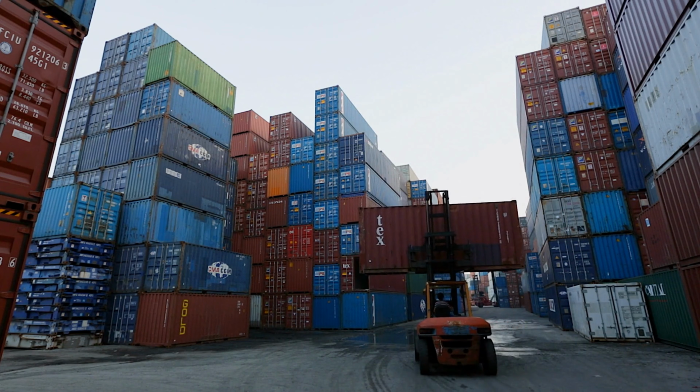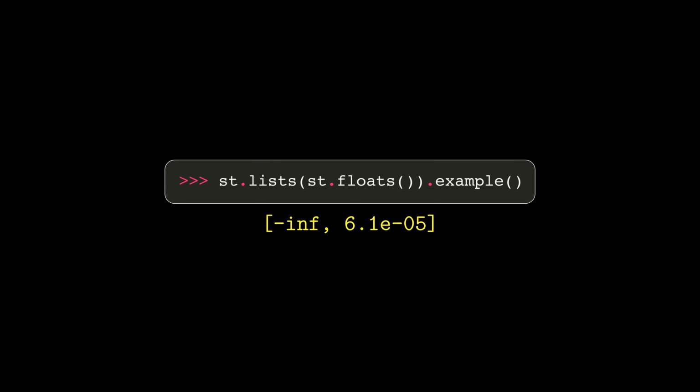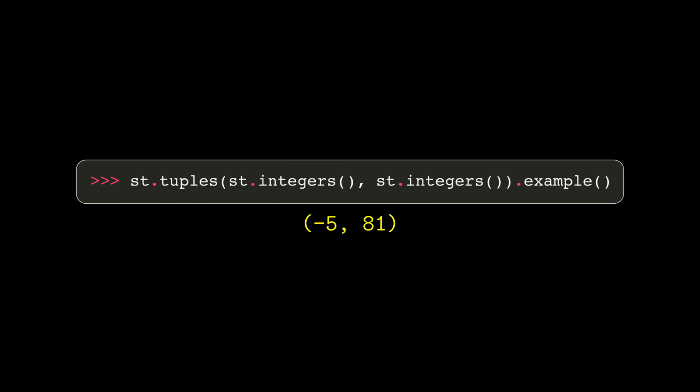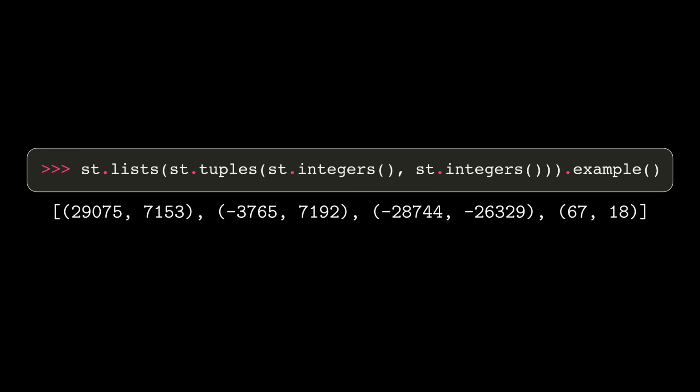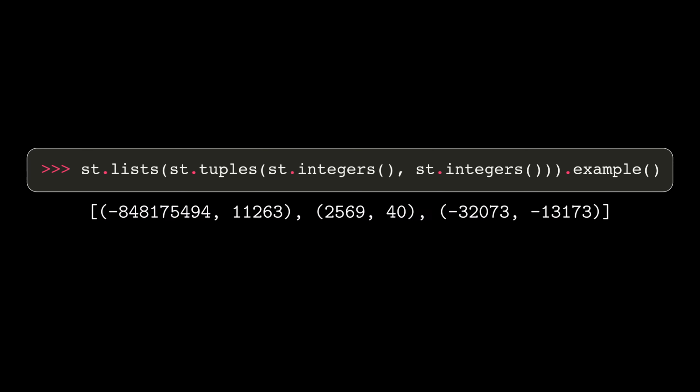Let's take a look at a few. If we pass an instance of the float strategy to the list strategy, we can generate lists of floats. Similarly, if we pass two instances of the integer strategy to the tuple strategy, we can create tuples which contain two integers as their elements. We can continue to compose strategies to generate more complicated data. Here we use both the list and tuple strategy to generate lists of tuples of pairs of integers.